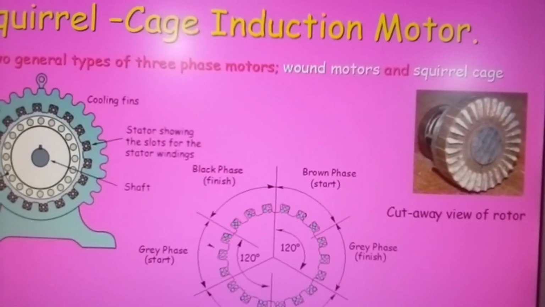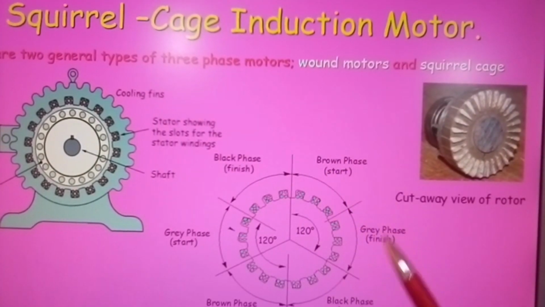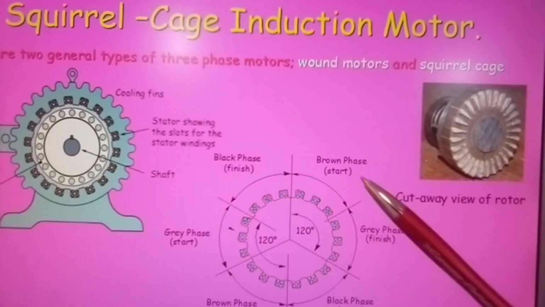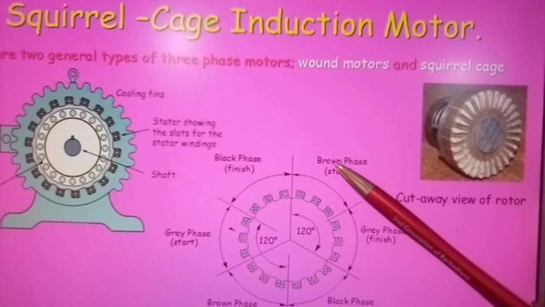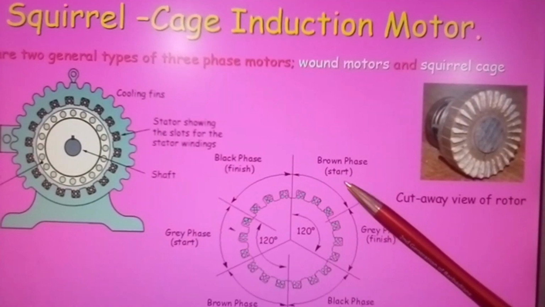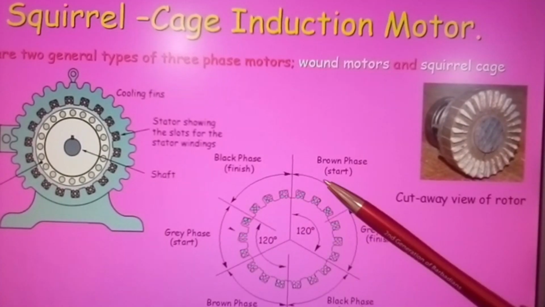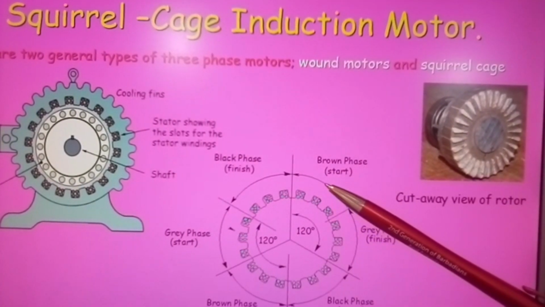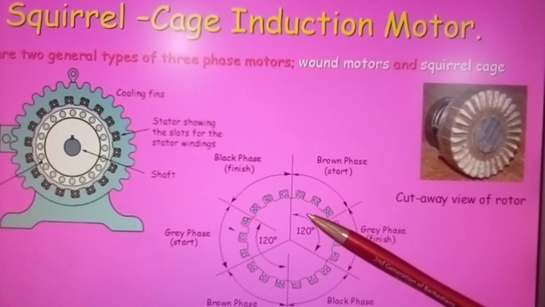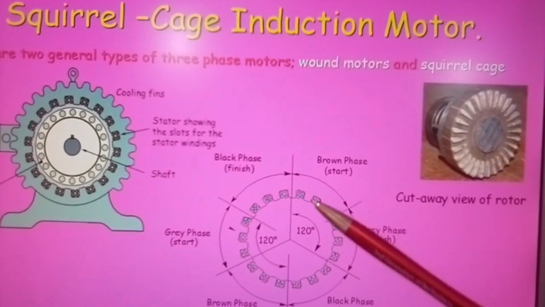Now here we're simply showing you the relevant angles in regards to the brown phase, gray phase, and black phase. It shows a start and finish point. You'll see that the start point for the brown phase starts at this point, but it finishes at this point. So you can almost say that in respect of the brown phase, the starting point will finish at its opposite side at that moment in time.